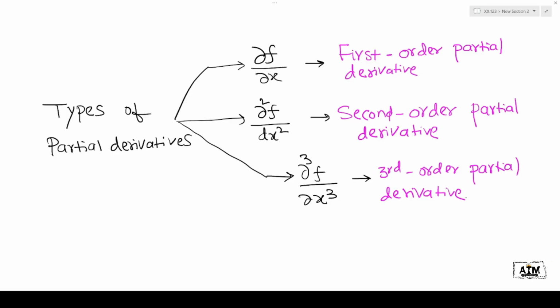We can calculate partial derivatives in different orders, such as first order partial derivatives, second order partial derivatives, third order partial derivatives, and nth order partial derivatives.